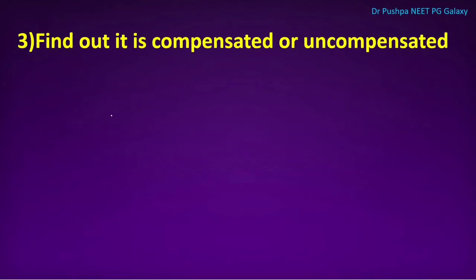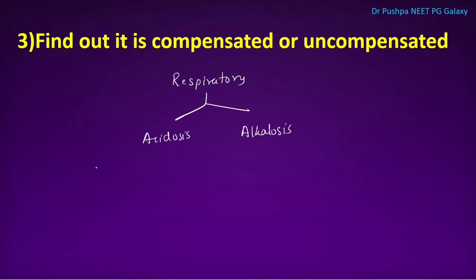Next step is we should find out whether it is compensated or uncompensated. In this compensation also we have full compensation and partial compensation. In case of respiratory disease, we can study in two conditions like acidosis and alkalosis. In respiratory acidosis, there is an increased level of CO2. The acid level has increased. So the kidney has to maintain balance by increasing the production of HCO3.